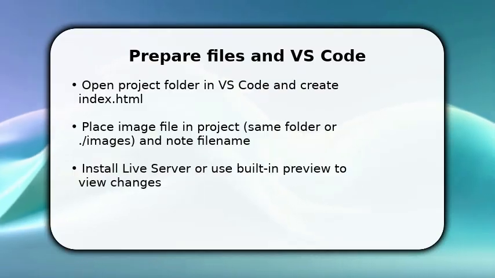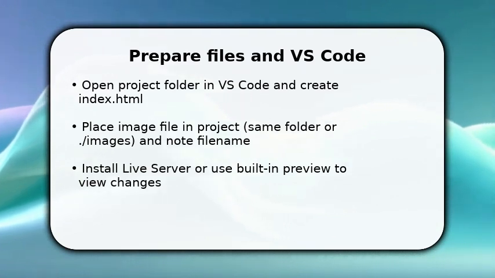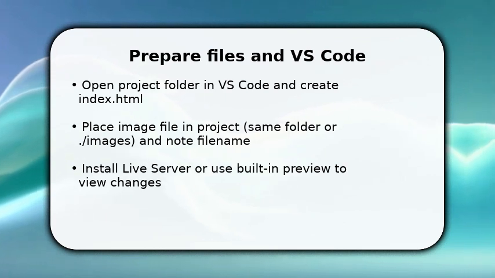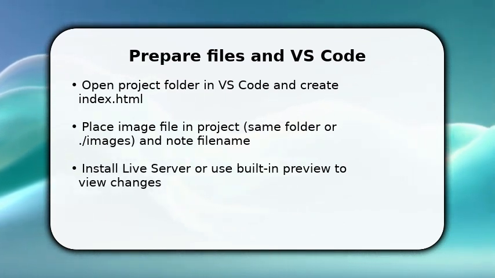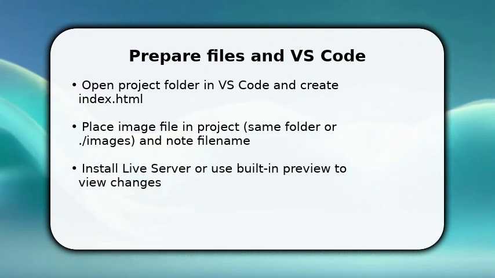You start by opening your project folder in Visual Studio Code so the editor can resolve relative paths. Create index.html now and save it. Next, move or copy your image into the project, either the same folder or an images subfolder, and note the exact file name and extension because HTML is case sensitive.